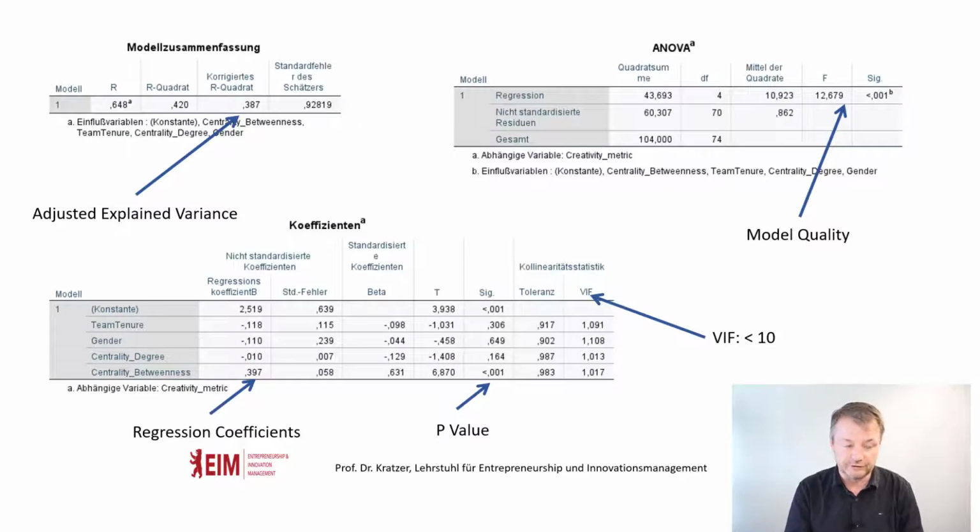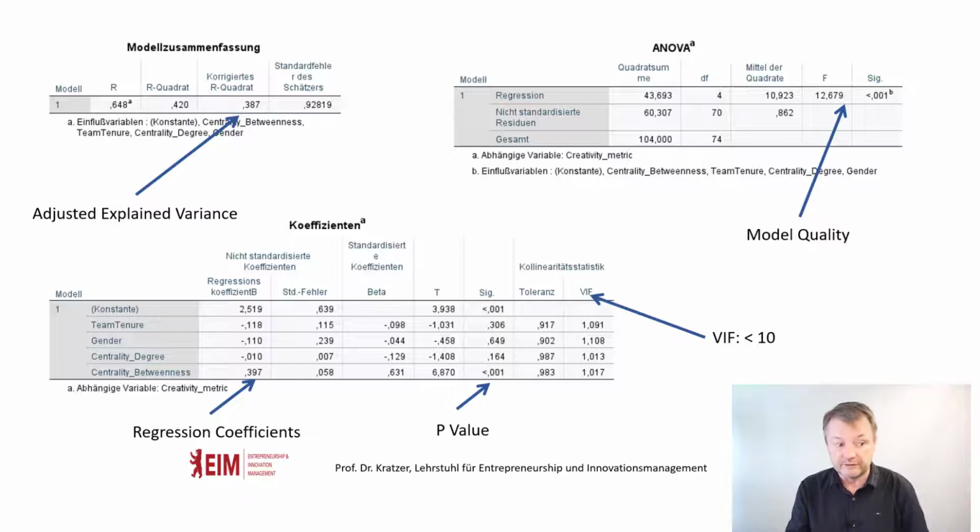When we execute the multiple regression, we enter not only one variable, we enter the control variables, team tenure and gender, and the two explanatory variables, degree centrality and betweenness centrality, all four as our independent variables. Creativity would be our dependent variable. And again, a regression draws a line, but in this multiple regression, of course, it's multi-dimensional. It's not as easy as in a simple regression.